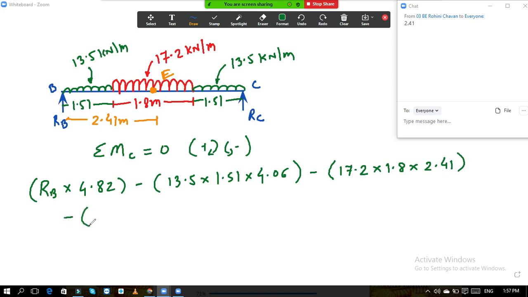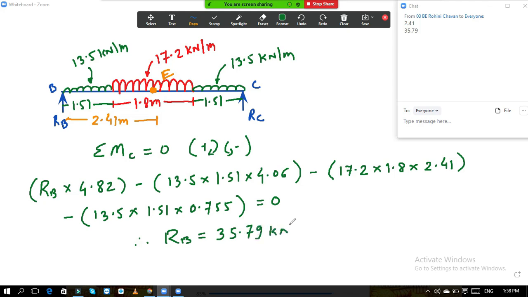Again minus 13.5 into 1.51. This will act at the center, so it will be 1.51 divided by 2, 0.755. I think we have calculated it previously, no? Which is equal to 0. If you solve this, you will get the value of RB. Let me know the answer in the chat box. This is 35.79 kilonewton. Now calculate the maximum bending moment at point E.